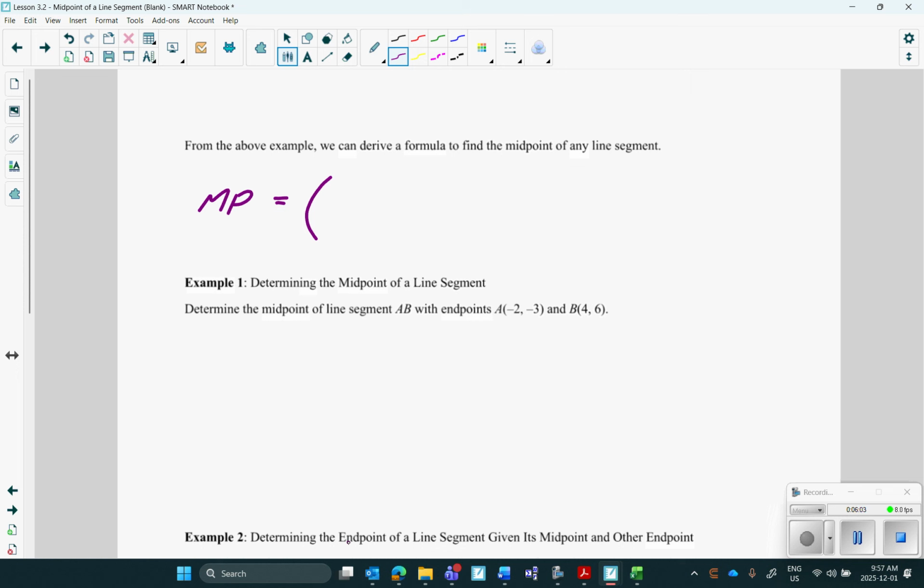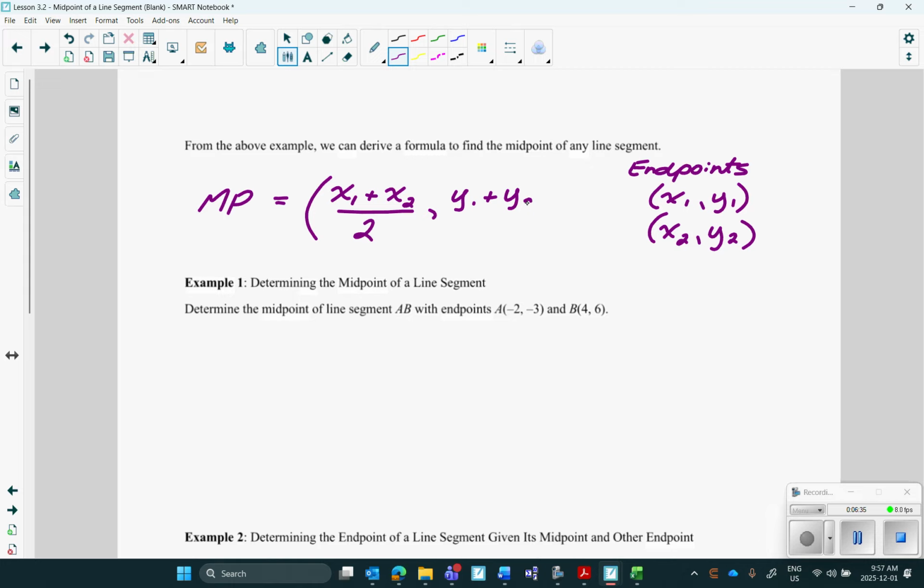So, if I'm given two endpoints, and I call one of them x1, y1, and the other one x2, y2, well, to find the midpoint between these two, I add the x's together and divide by 2. That gives me half the midpoint. Then I add the y's together, divide by 2. So that is the midpoint formula.